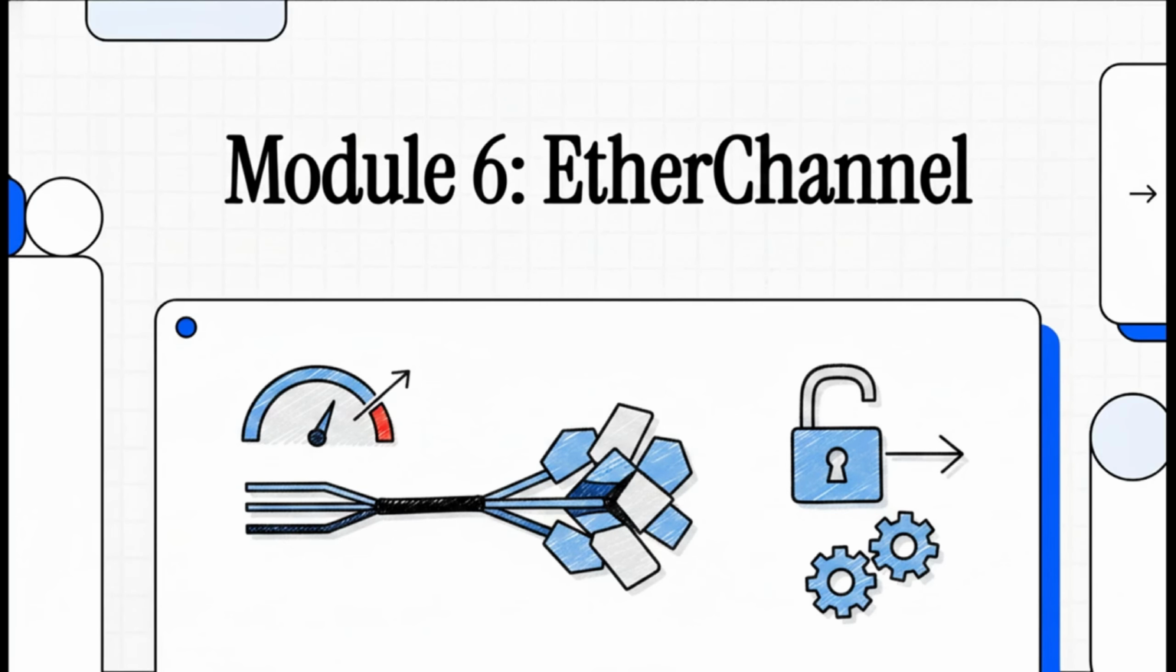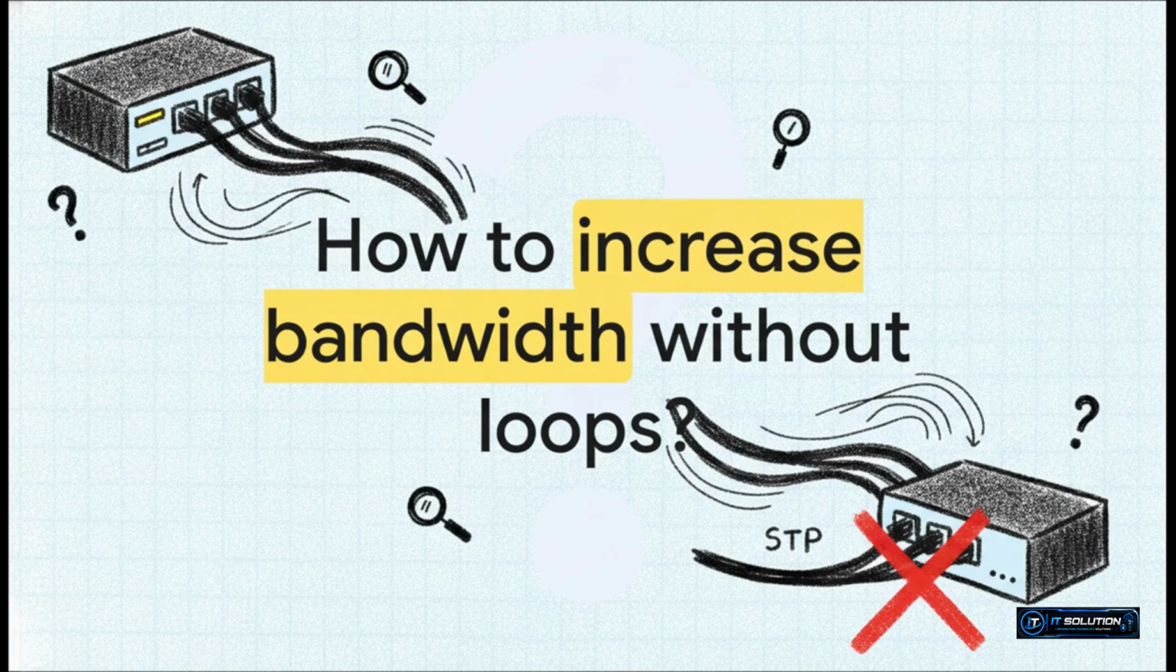All right, let's jump right into this explainer for SRWE Module 6 and crack a classic networking puzzle. How exactly do you get massive network speeds without breaking everything in the process? Today, we're completely demystifying EtherChannel. You know, if you've spent even a little time wrangling switches, you've probably hit this exact wall. How do you crank up the bandwidth between two switches without accidentally triggering a catastrophic switching loop?